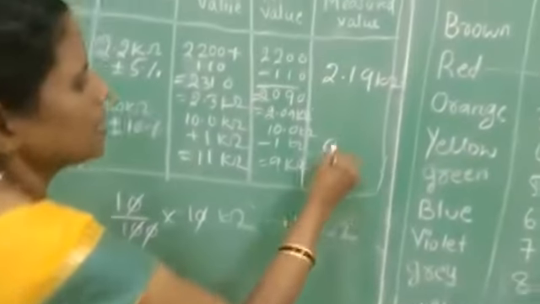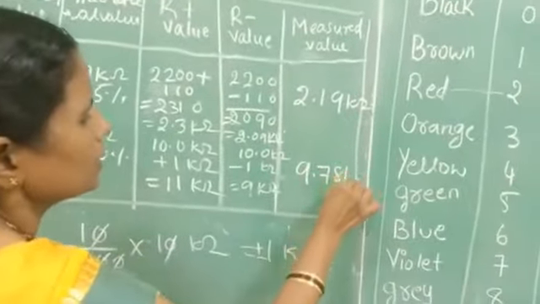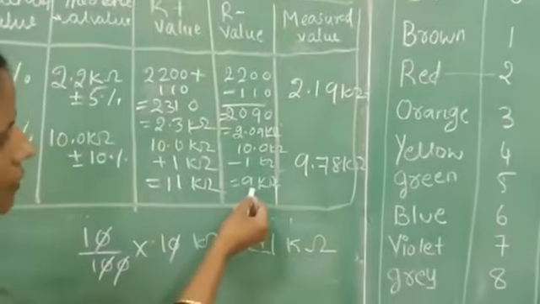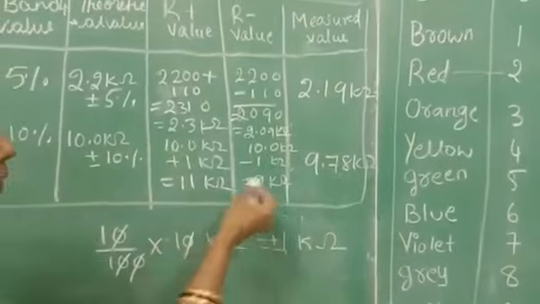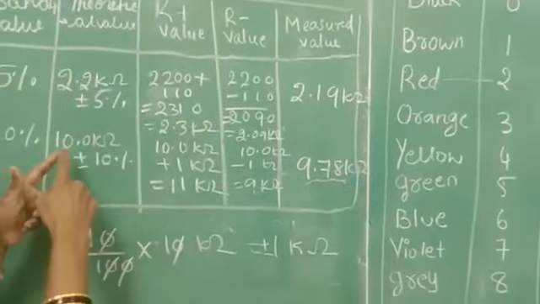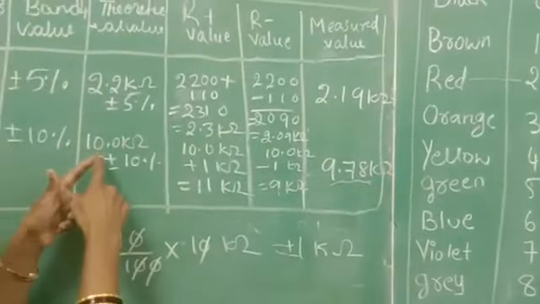Let me write it on the board. It is 9.78 kilo ohm. So I got the value between 9 kilo ohm and 11 kilo ohm because it is 9.78 kilo ohm. The true value is 10 kilo ohm. Both are approximately equal. In this way, students, you can determine the value of a resistor using the multimeter and using the color code method.